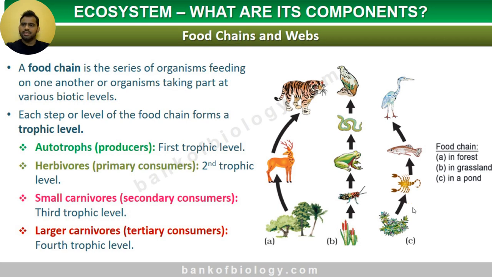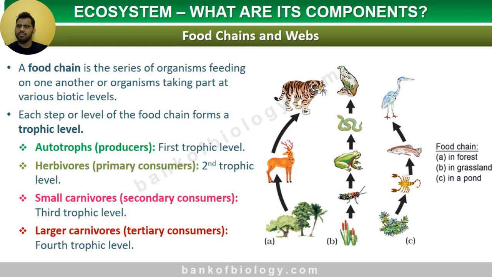Now, what is asked in exam? Define food chain, give an example. We give the definition. A food chain is the series of organisms feeding on one another or organisms taking part at various biotic levels. Okay, straightforward definition, the first para. So I want students to write this definition in exam. Strengthen your definitions and write clear cut good definitions in board exams.